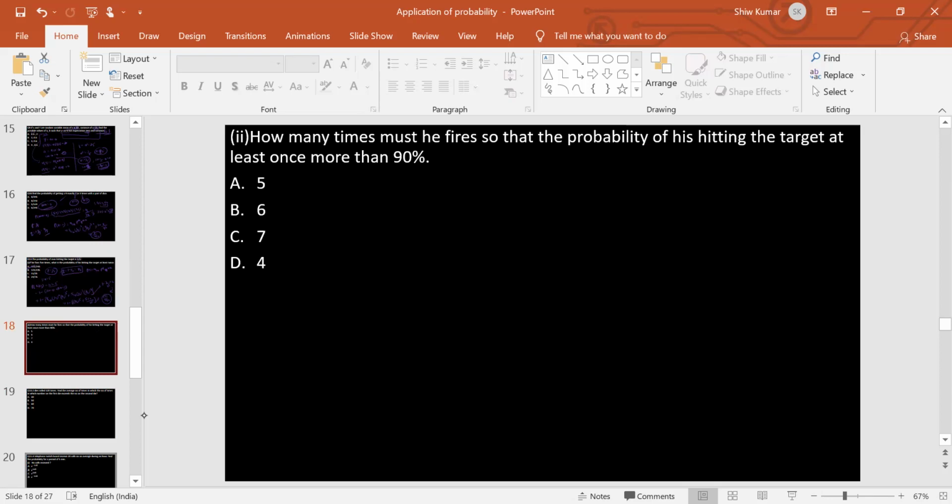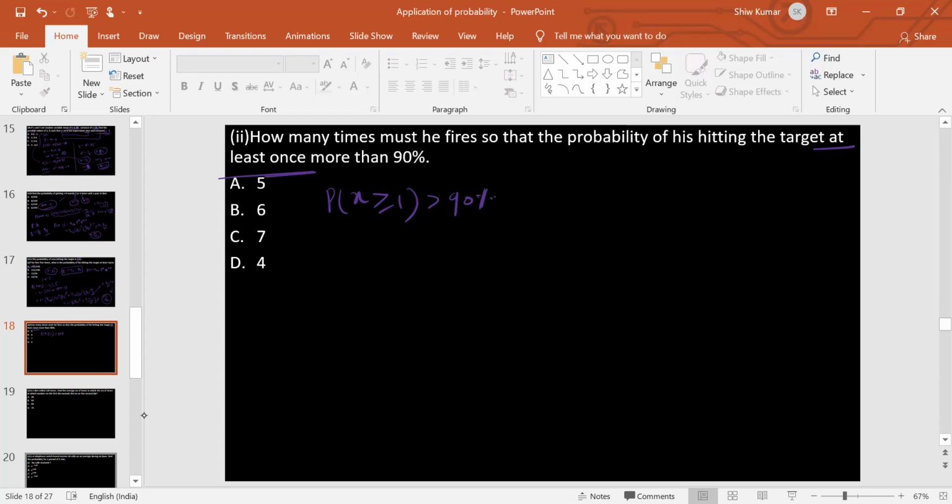कितना बार वो फायर करे so that उसका जो probability होगा it should be minimum once and the probability must be greater than 90%. यानी इसको हम लोग directly लिख सकते हैं in the terms of equation. At least once means minimum one. Maximum it could be n number of times. And the probability must be greater than 90%.